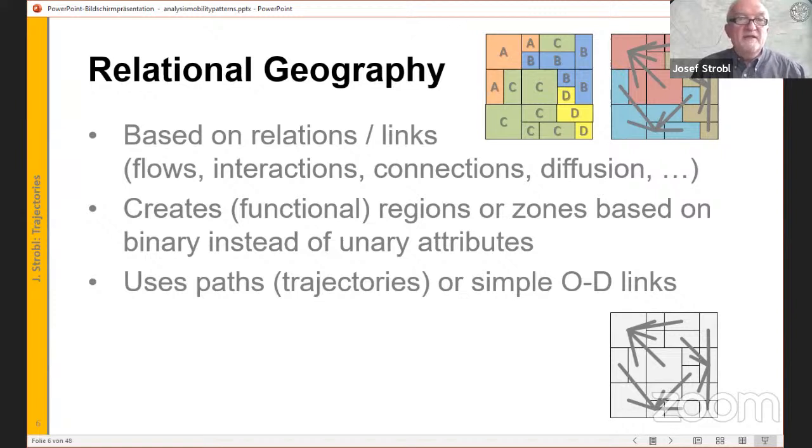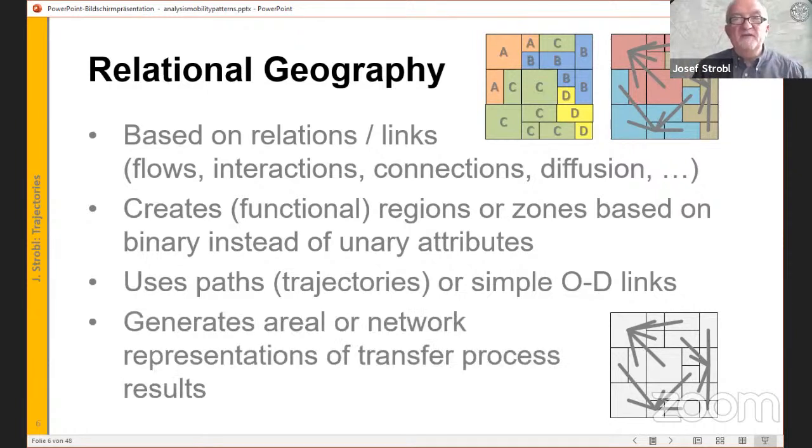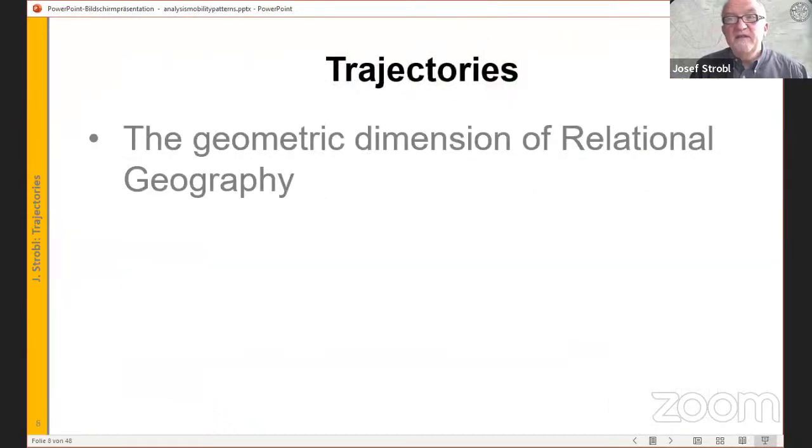So these paths, we call these trajectories, either leave a trace with vertices, or they are simply origin destination links, like the flight from one city to another, or maybe like the call from one location to our friends or family we are giving. So relational geography generates areas or networks, and these represent what we can call in the widest possible sense transfer processes in space and in economy and in society. So this relational geography is herewith established. So all of the following examples, and yes, the lecture part of my talk is mostly over.